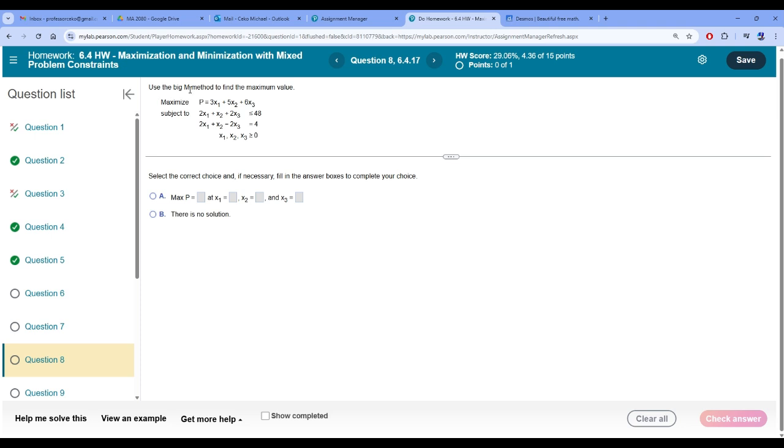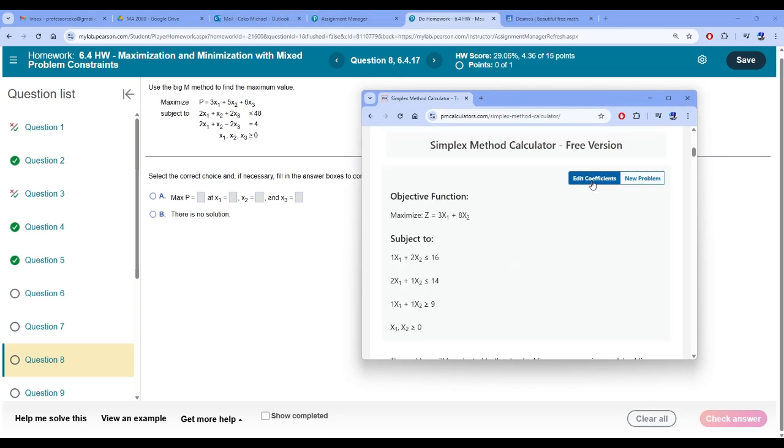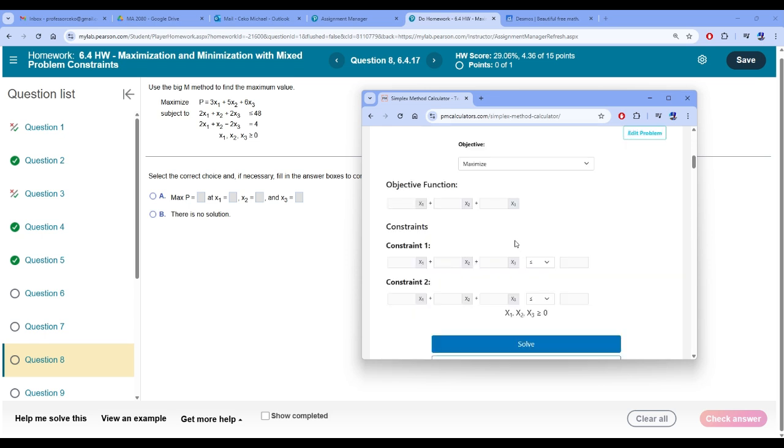Use big M to find the maximum value. Alright, now here's where we're gonna. But this should just work. Like I should be able to just plug it in the calculator. New problem. What is this? This is 1, 2, 3 variables, 2 constraints. Generate my model. I want to maximize 3, 5, 6 with constraint 1 being 2, 1, 2 less than or equal to 48. And then my second one is 2, 1, negative 2 less than or equal to 4, and let's go solve.